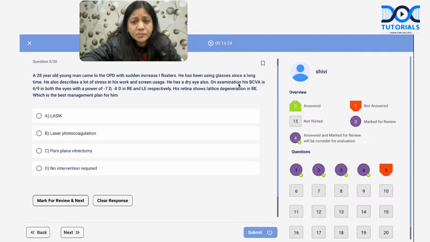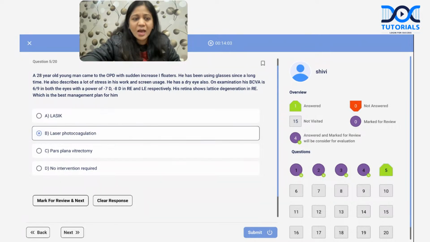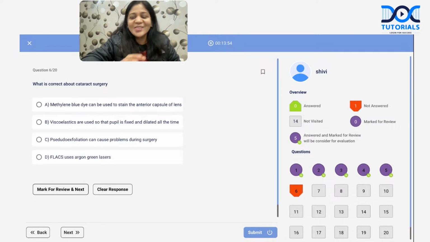Okay, explainable. On examination, the best corrected vision is this and this. So it is supposed to be a high myope, but vision is improving. Now, when I check the retina, lattice degeneration hai, but retinal detachment nahi hua hai. So, guys, if retinal detachment is not here, we can't do pars plana vitrectomy. But if there is an increase in floaters and lattice degeneration, I'll just do a laser barrage on the lattice degenerative area. So this is very easy. Please remember, pars plana vitrectomy I'll only do when I have a retinal detachment. Okay, so this one is very, very important.